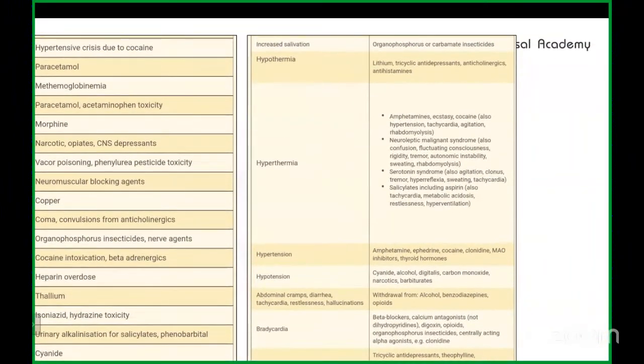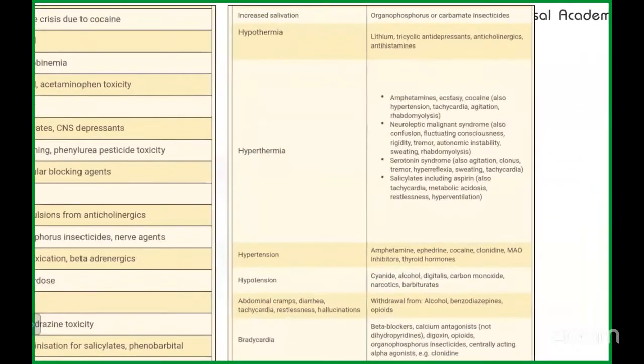Coming to hyperthermia and hypothermia. Hyperthermia and hypothermia are two environmental emergencies which I wanted to talk of. Hyperthermia is caused by features like serotonin syndrome, where there is agitation, severe sweating, and tachycardia. So anytime there's tachycardia, sweating, hyperreflexia, exaggerated reflexes, or hypertension, you should always think of poisons which are sympathetic overdrive poisons or serotonergic poisons.